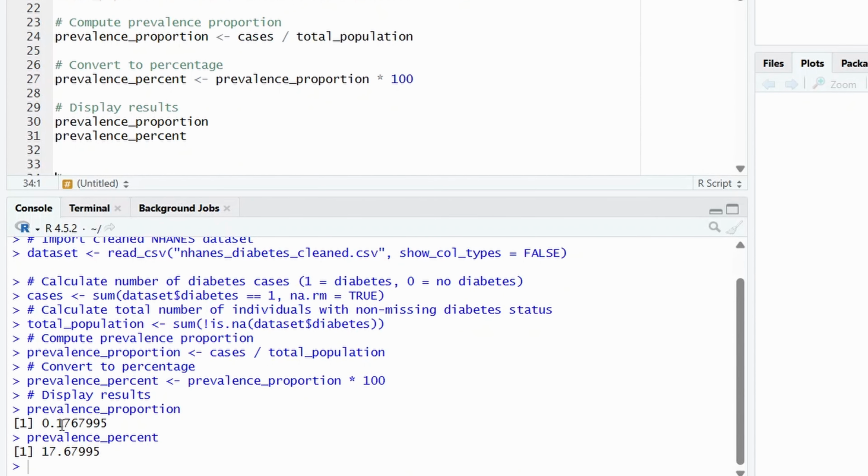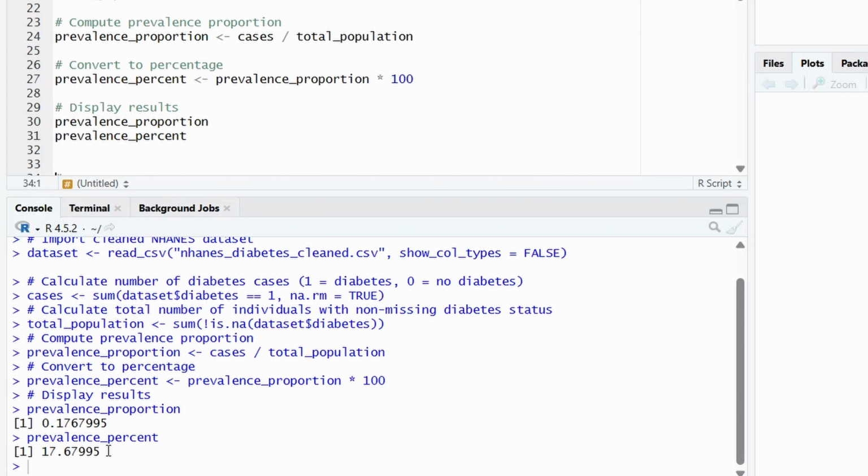The prevalence proportion is 0.1768. Because prevalence is a proportion, this means that approximately 0.1768 of the study population has diabetes. To make this easier to interpret, we converted the proportion to a percentage by multiplying by 100. That gives us 17.68%. In practical terms, this means that about 18 out of every 100 individuals in this sample have diabetes at the time of measurement.